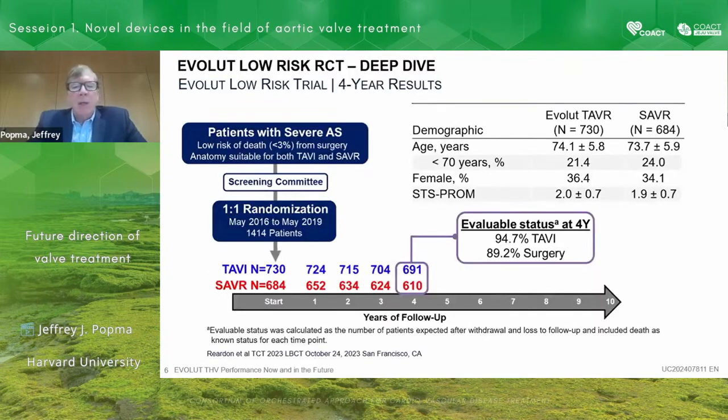Now, everyone's aware of our cascade of studies, from patients who were extreme risk or inoperable, to those who are high risk and randomized to surgery, and those who are intermediate risk and randomized to surgery. In 2016, we began to study patients who were deemed by the heart team to be low risk for surgery, with an average age of 74 and an STS of 2. We randomized 1,414 patients to either TAVR or surgery, and we followed and reported those patients each year.